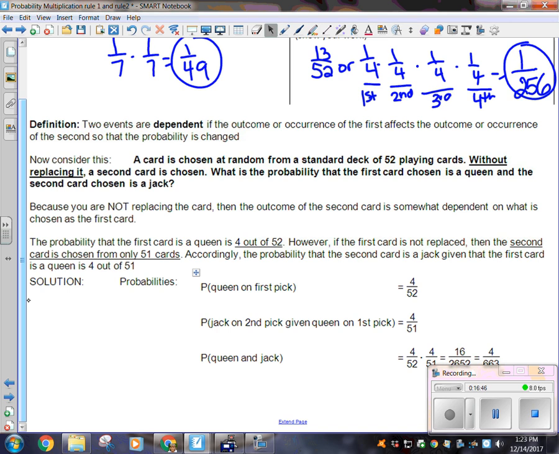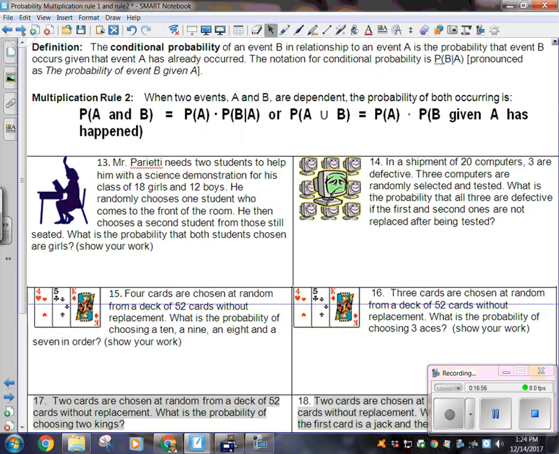It's going to be 4, well, you all can see, 4 chances out of 52 the first time, 4 chances out of 51 the second time, because I did not replace it, it did make a difference. All right, let's just take a look at some. I do need you to understand the notation, so follow me if you would.